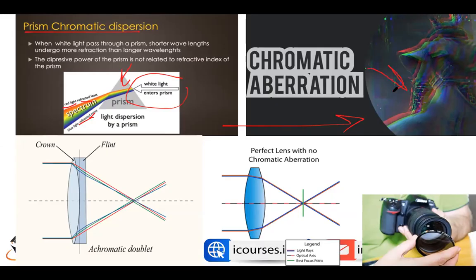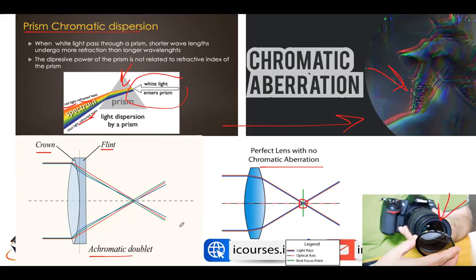So how can we overcome this? This can be overcome by putting together lenses with different refractive indices, like the crown glass and the flint glass. This is what is called the achromatic doublet. An achromatic doublet can be used in photography lenses in order to reduce this chromatic dispersion. So for a perfect lens with no chromatic aberrations or dispersion, the light will be focused in a single point rather than forming multiple colored images or multiple colored foci.